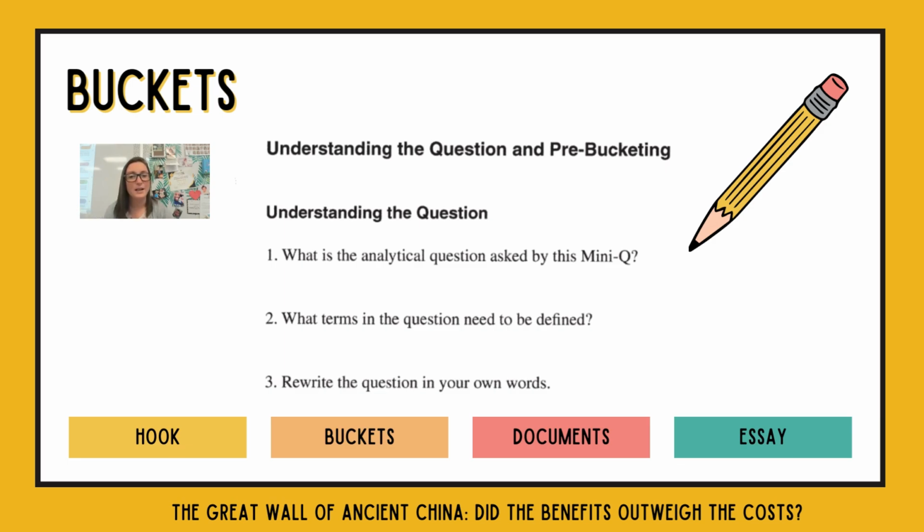So what is the analytical question asked by this mini Q? Our analytical question is right at the top of your page. The Great Wall of Ancient China, did the benefits outweigh the costs?